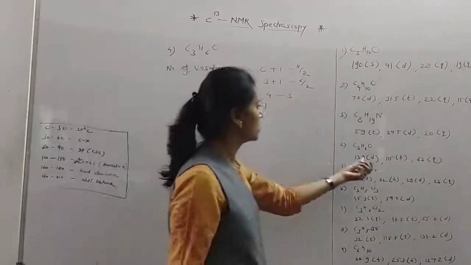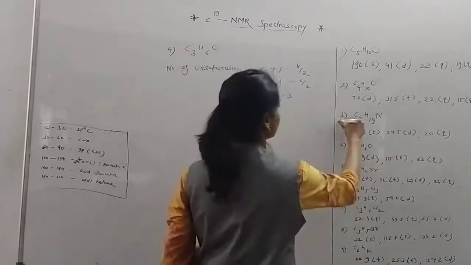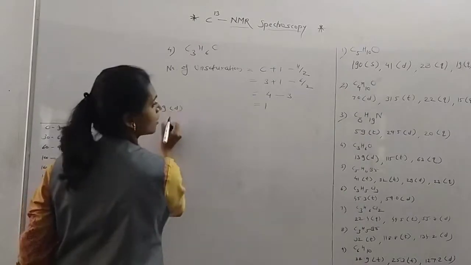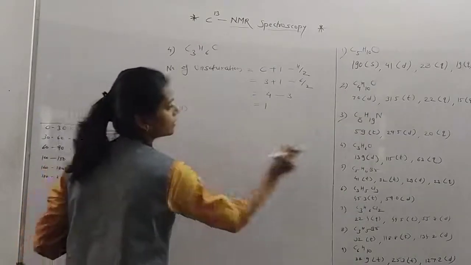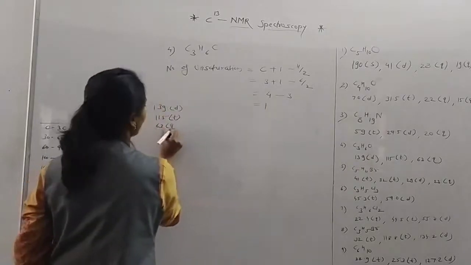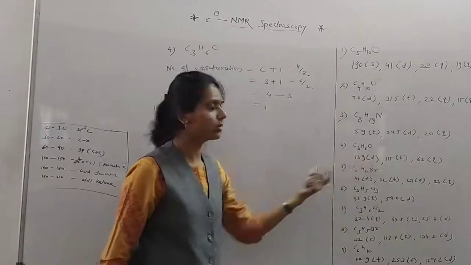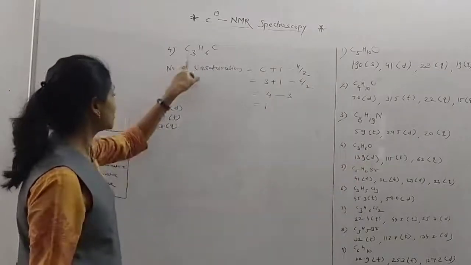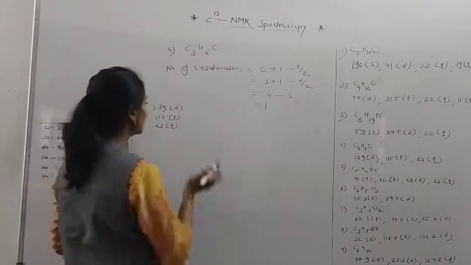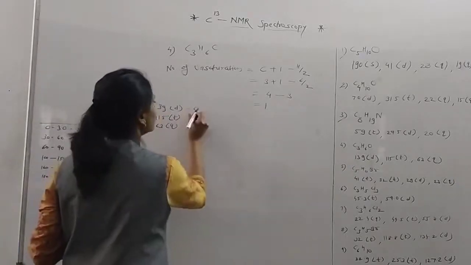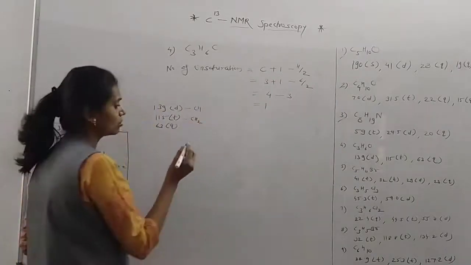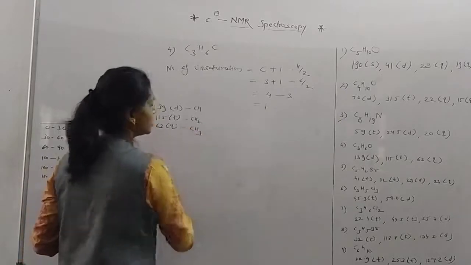Now write down the given data for this. 139 doublet, 115 triplet, 63 quartet. It is the given data. Okay, so there are 3 carbon atoms and 3 signals. That means all the carbon atoms are in different environments. Doublet is due to the CH, triplet due to the CH2, and quartet due to the CH3.